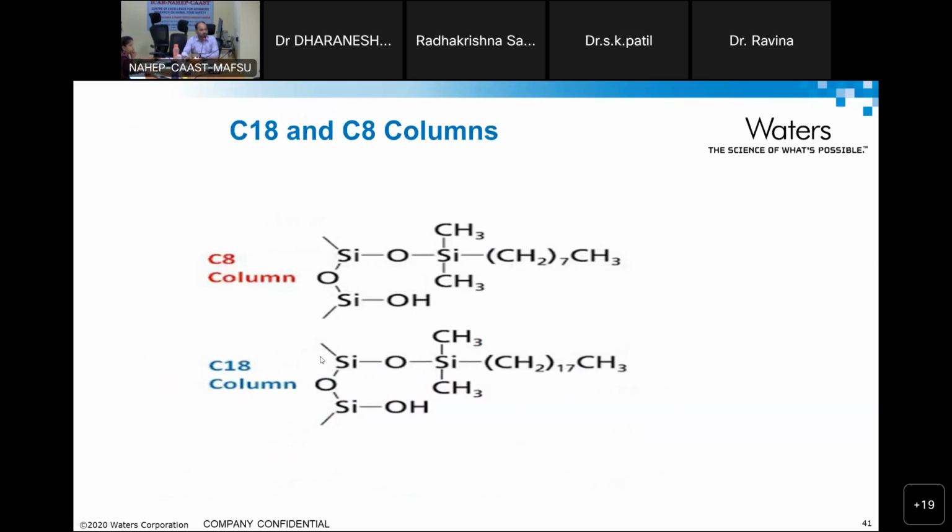Okay, so this is just the representation. There are two types of columns which can be used, represented as C18 and C8 columns. Out of these, C18 is more hydrophobic as compared to C8 columns, as it has more carbon atoms and long chains of alkyl groups which are immobilized on the fused silica. So if you need more retention, you can use C18 columns for the separations.